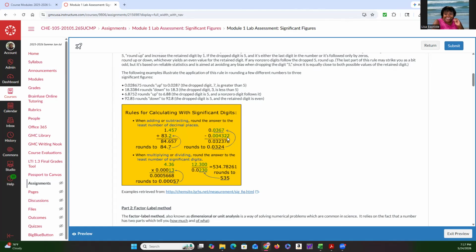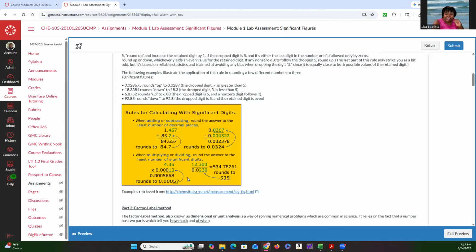0.004322 has six decimal places. When we subtract the two numbers, we get this answer, but we want to round it to four decimal places. So we round it to 0.0324. All right. And so that's for addition and subtraction.